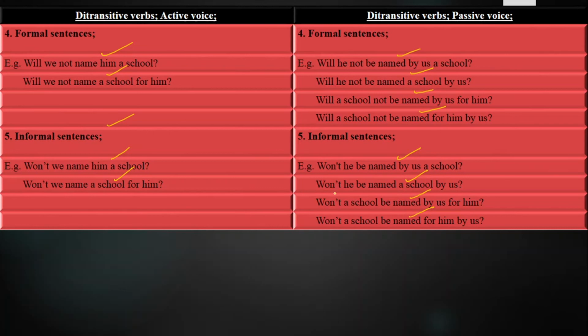So these are the informal sentences of ditransitive verb "name" in modal auxiliary verb "will", from active voice into passive voice in 4 ways. Hope you got today's lecture.